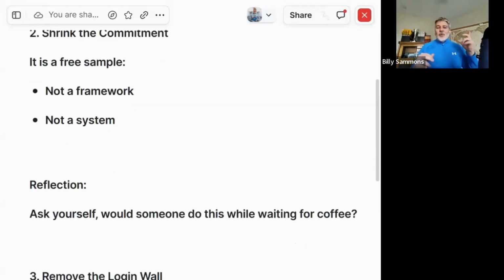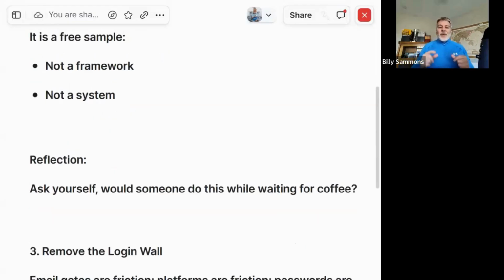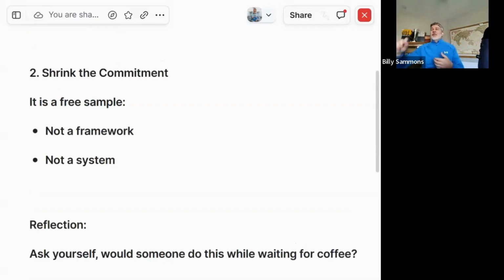Reflection. Ask yourself, would someone do this if they were just waiting in line for a cup of coffee? It should be that short. It should be that quick. It shouldn't be a magnet that takes you to your entire database of systems that they have to sit down and spend a lot of time on. I am guilty of this for sure.